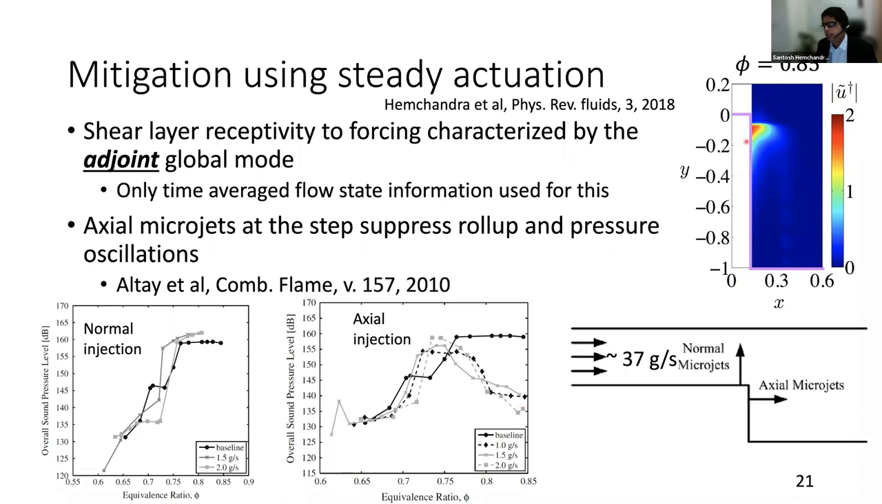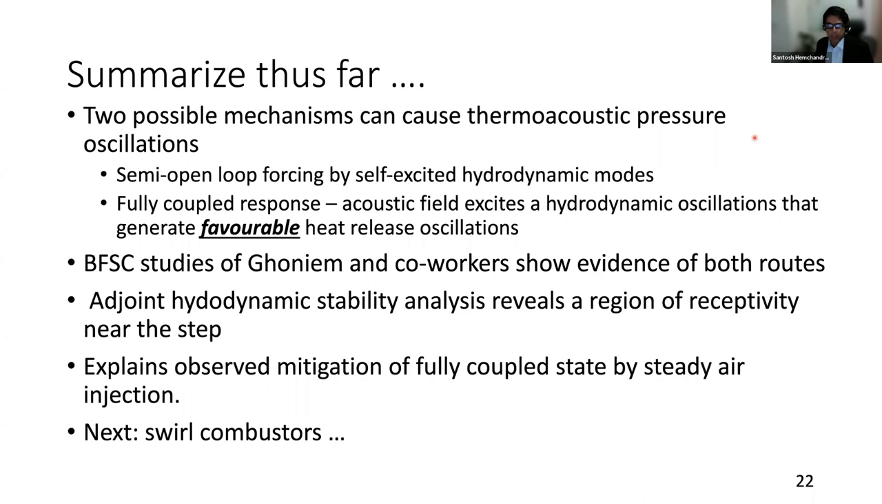And that's simply because they were hitting the flow in the region of receptivity that killed the shear layer response. So this is a summary of that piece of work on the backward facing step, where we've shown that you can get to instability by two processes: semi-open loop forcing by self-excited modes, or by acoustic hydrodynamic coupling that then generates heat release oscillations. And the interesting thing is that you can identify regions of stability in the combustor by just doing an adjoint analysis, and this extends to a combustor of any complexity. That is useful for industrial design, giving insight for designers in getting rid of the combustion instability itself.